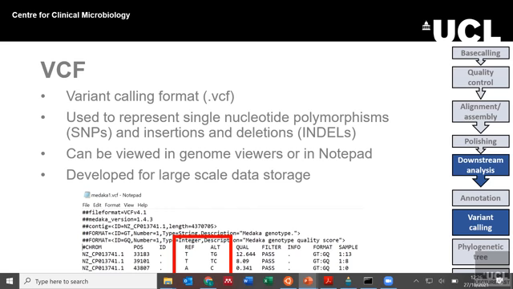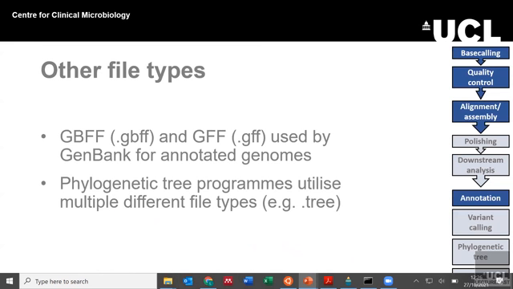Also, other file types that you might come across are in GenBank: the .gbff and GFF are used for annotated genomes, so you can download those off the GenBank website, and you can open them in something like Artemis, and you can see all of the individual annotated genes. And then there are other different formats. Things like phylogenetic tree programs utilize loads of different file types, for instance .tree. And the more you get into this, the more you will see that there are different extensions.